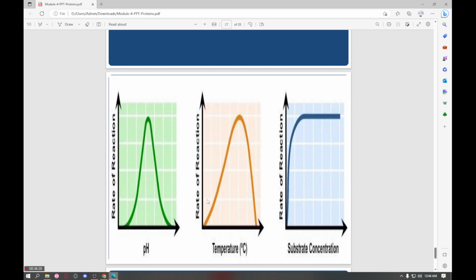So how about the factors that affect the enzymatic activity? There are different factors that can denature, or your enzymatic activity is denatured. So hindi siya nagfa-function well because of some factors. So these are your pH, your temperature, and your substrate concentration. So that is the end of our module 4.